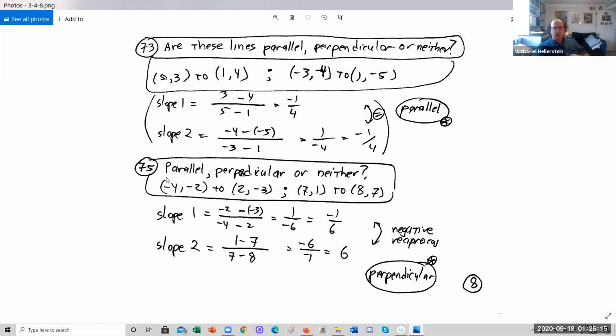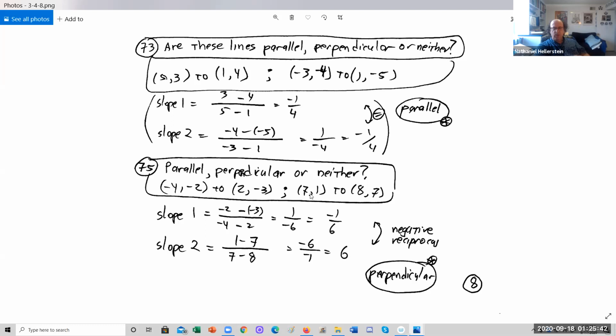Here's the same question for the line through (-4, -2) to (2, -3), and the line through (7, 1) to (8, 7). First line is a slope of change in y, negative 2 minus negative 3, over change in x, negative 4 minus 2. It works out to 1 over negative 6, or negative 1/6.